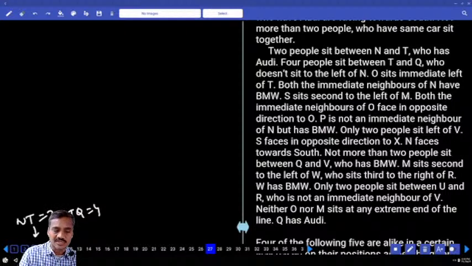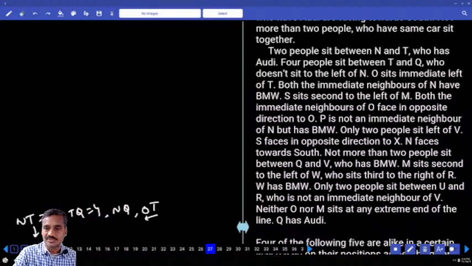Now Q is to the right of N. Q is to the right hand side of whom? Q is to the right hand side of N. The next one: O sits to the immediate left of T. O is to the immediate left of T, so O and T must be together like this.